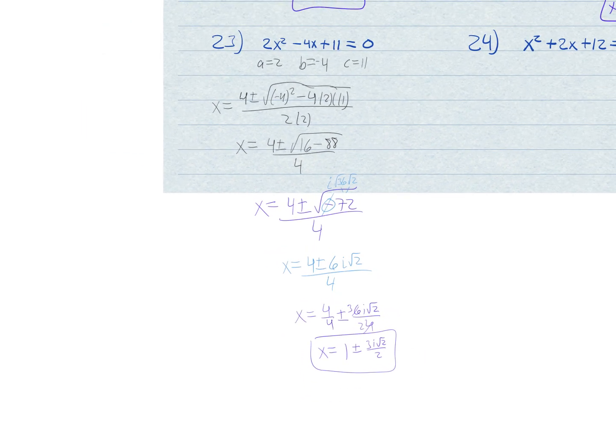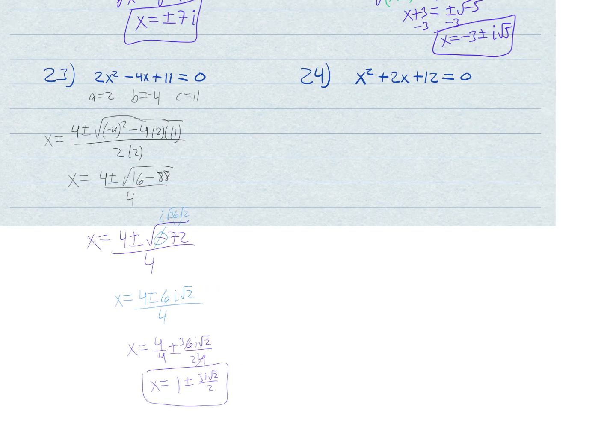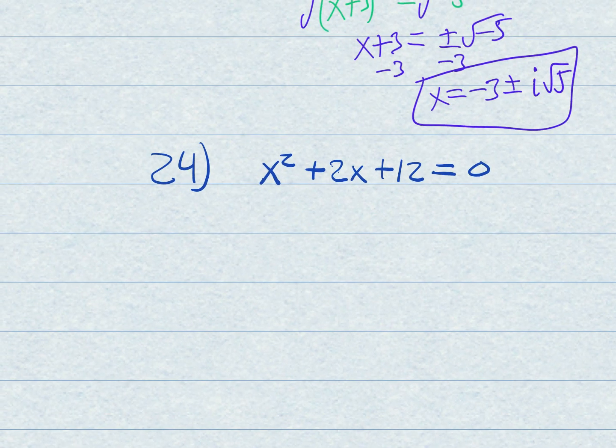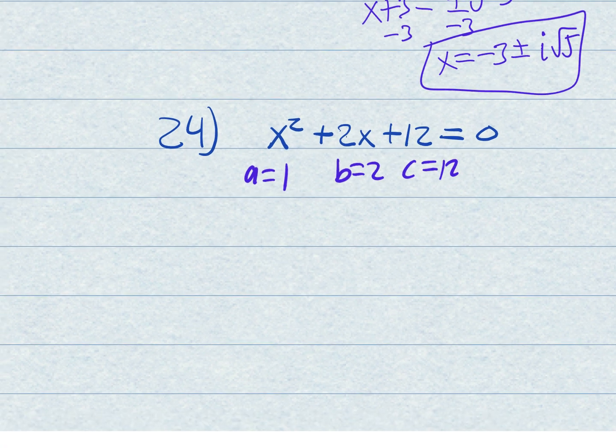So a lot of steps for this one, right? But it's the most reliable method to use the quadratic formula. Doing that, assuming you plug everything in correctly, you should guarantee your answer every single time. All right, so let's do the same thing with the next one, 24. So number 24, we have a equals 1, b equals 2, and c equals 12. All right, just plug it into the quadratic formula.